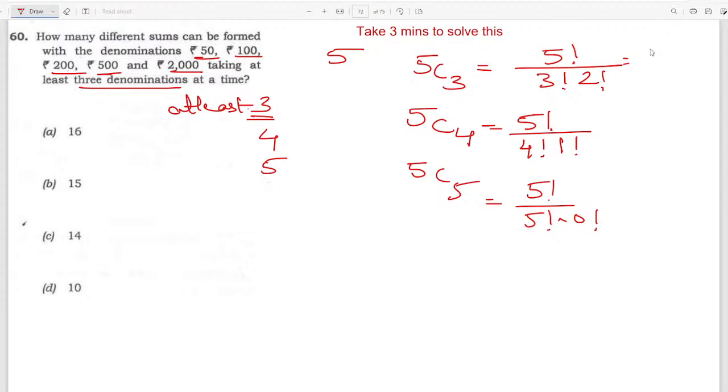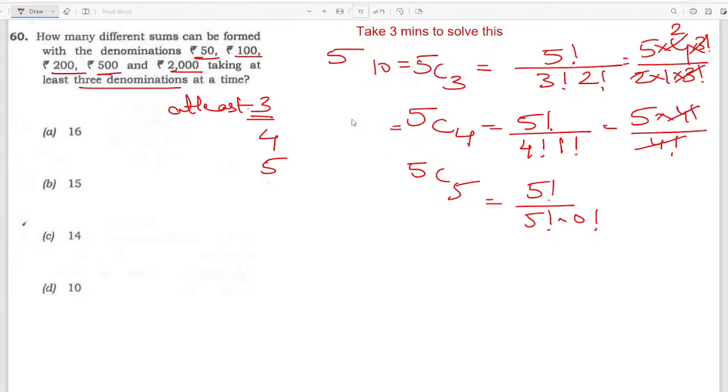So here this is 5 into 4 into 3 factorial, divided by 2 into 1 into 3 factorial. You cancel this, and 2 into 5 is 10. This is 10. 5C4 is 5 into 4 factorial divided by 4 factorial. This is 5. And 5C5 is 1, since 5 factorial gets cancelled. The total is 10 plus 5 plus 1, 16. There are 16 different sums that can be formed using these denominations.